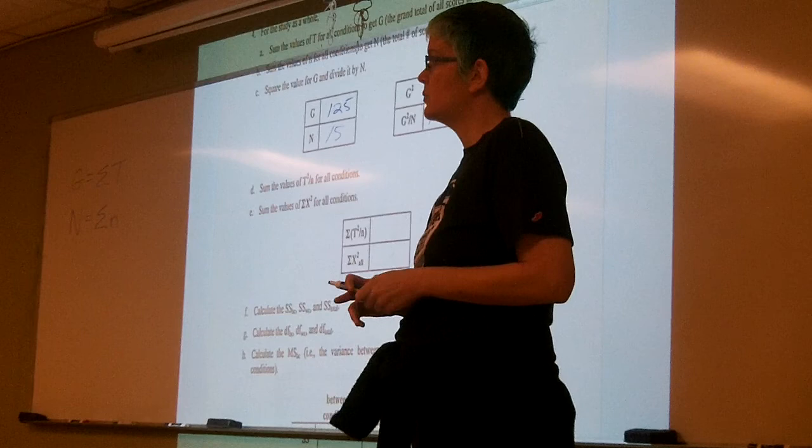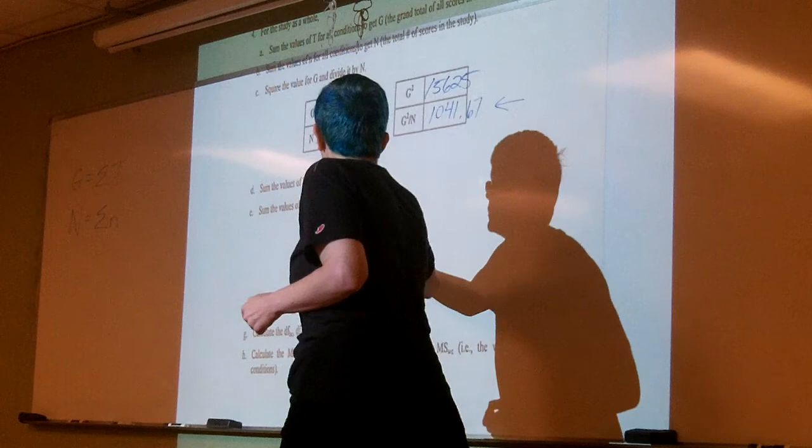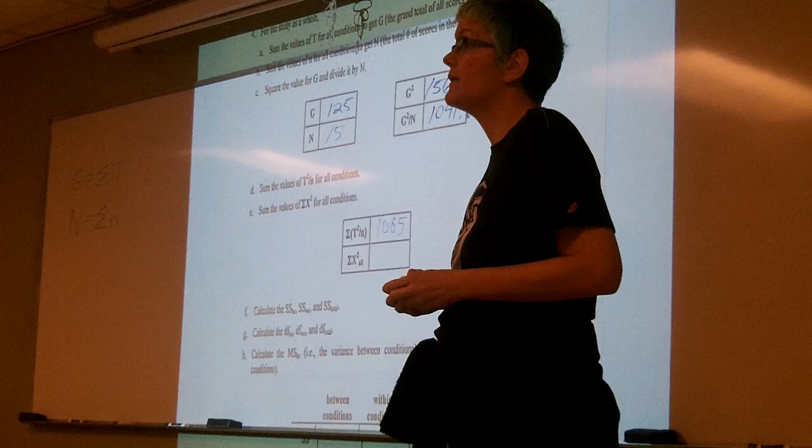I have a vote for 1,085. Yes. Same? We agree? Okay, 1,085. All right, and next, I want you to add up all the sum of x squareds. So, pool those for me.